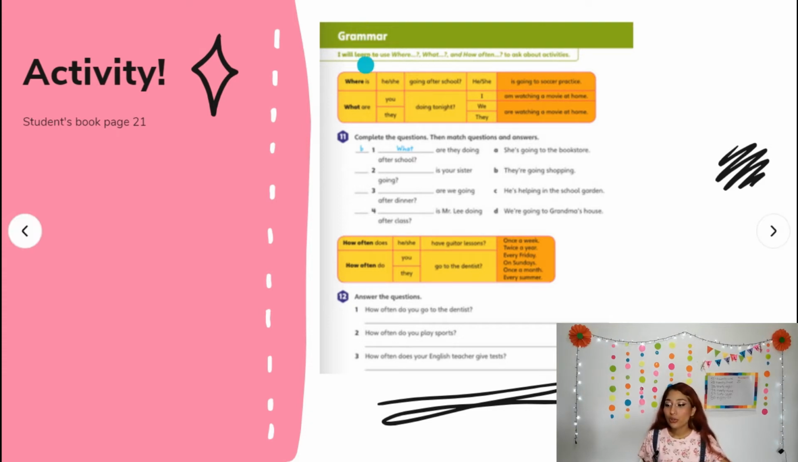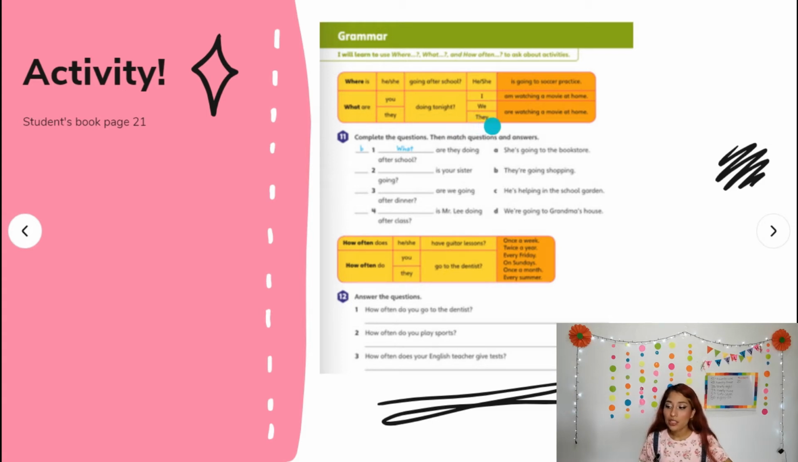I will learn to use where, what, how often to ask about activities. Remember that this topic is called our schedule. Example, where is she going after school? The answer says she is going to soccer practice. And the next example says, what are you doing tonight? I am watching a movie at home. Or, what are they doing tonight?